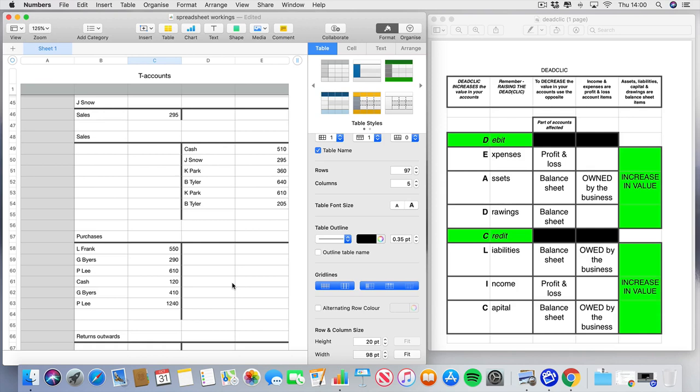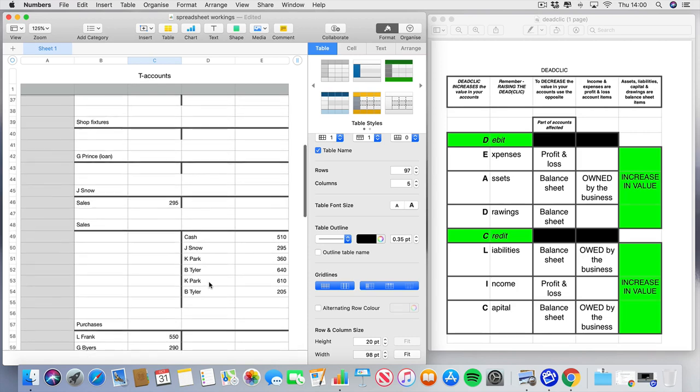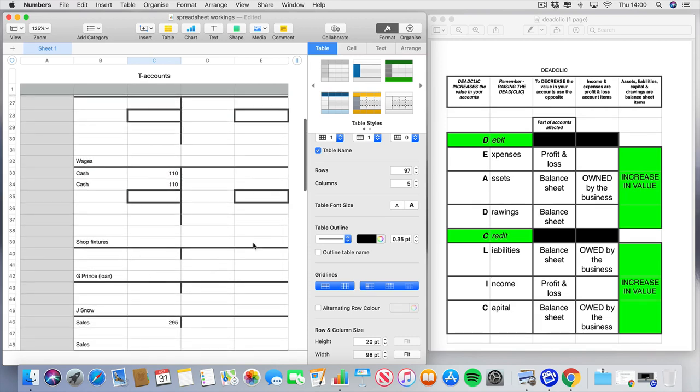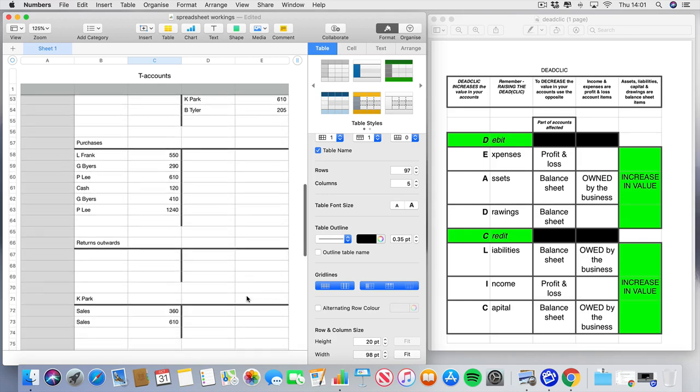Next is bought shop fixtures on credit from Stop Limited for £740. So bought shop fixtures. Now, if you remember earlier on, I said about shop fixtures being an asset, something the business owns. We're increasing their value because we've just bought something. And we've bought them on credit from Stop Limited. So the description in there is Stop Limited, and that's for £740. Okay, so now we need an account for Stop Limited.